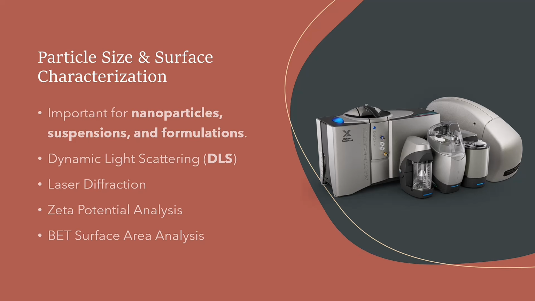Particle size and surface characterization. These techniques determine the particle size and surface properties. In DLS, particle size is measured using Brownian motion and light scattering. Zeta potential measures the surface charge and stability. Laser diffraction determines size based on the light scattering patterns.